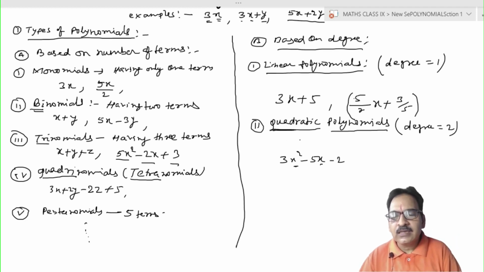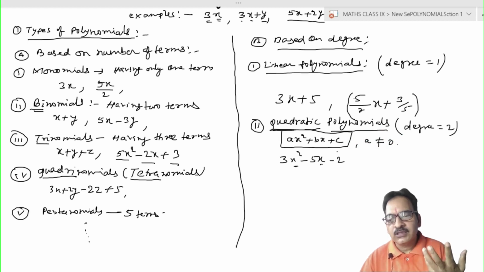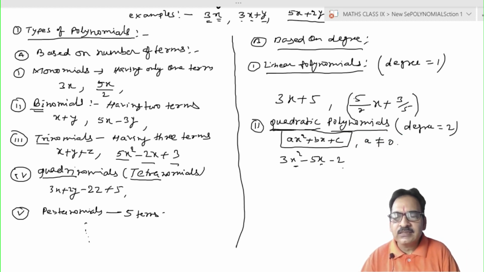In general, we can say ax squared plus bx plus c. This is the general form of a quadratic polynomial in which a should not be equal to 0, b and c can be 0. Here in this example, the value of a is 3, the value of b is minus 5, and the value of c is minus 2. But if we take an example like this, 5x squared minus 2.